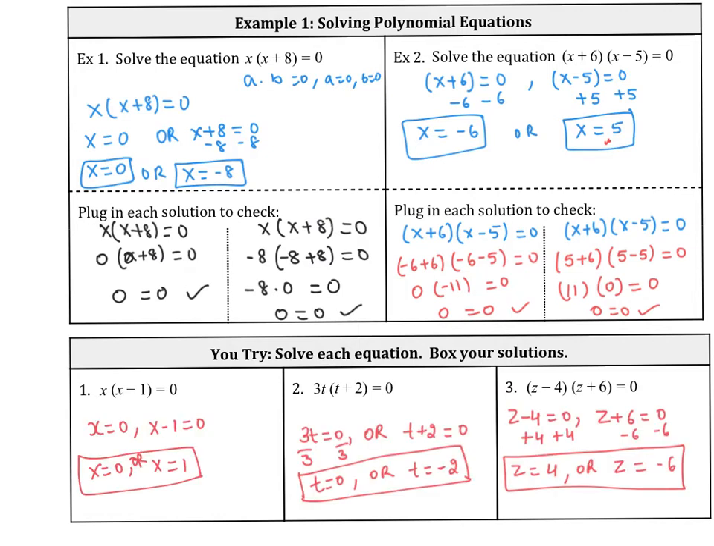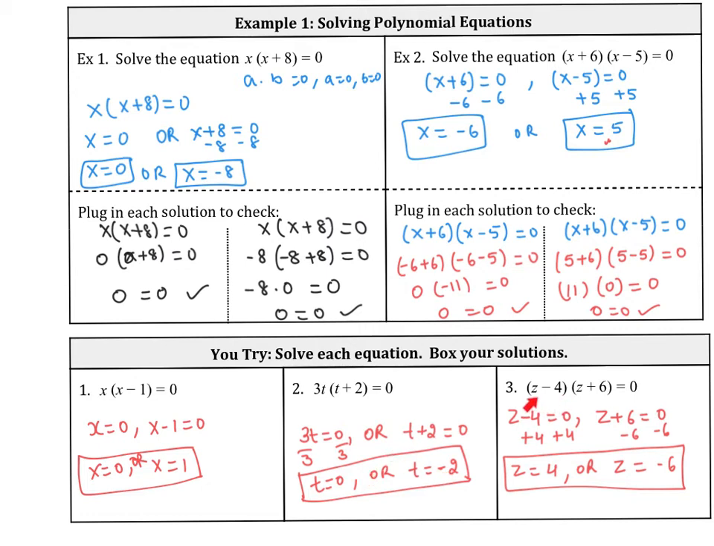So for number 1, you're going to set x equals 0 or x minus 1 equals 0. So when you solve it, you get x equals 0 or x equals 1. So in order to have this product, x times x minus 1, equal 0, you should have either x equals 0 or x equals 1. For this one, you set them equal to 0 one by one. So 3t equals 0 or t plus 2 equals 0. Divide by 3 on both sides, you get t equals 0 or t equals -2.